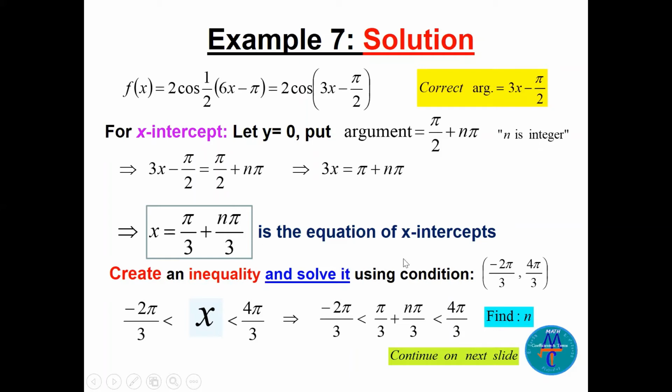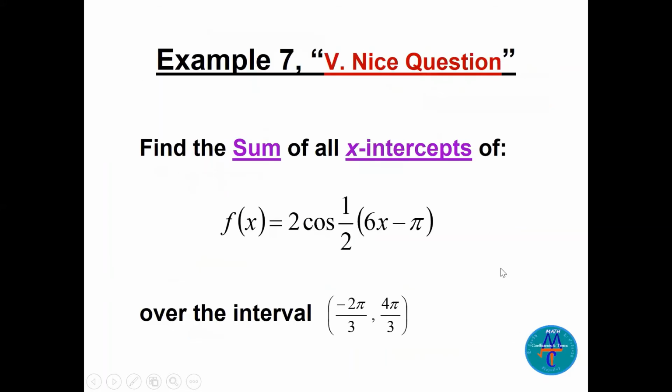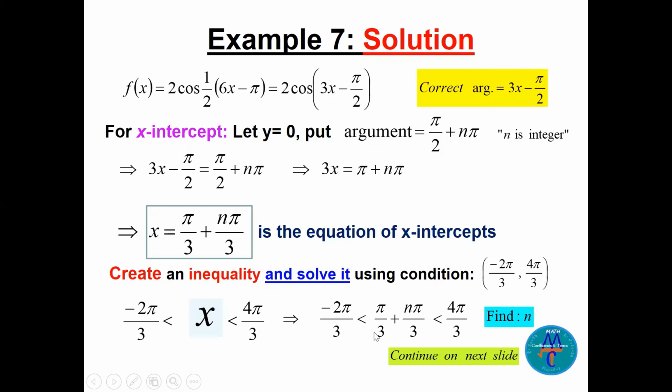Now we have a condition here, minus 2 pi over 3, given there, until 4 pi over 3, open. So what do we do? I create an inequality, as we did in lecture 15. Create an inequality and solve it. So I take big X, the equation here, between minus 2 pi over 3 and 4 pi over 3, open. Sometimes we have closed. If it is closed, you put equal. Maybe one is closed, one is open. Maybe both are closed, maybe both are open.